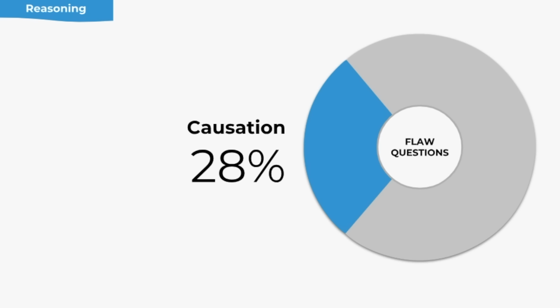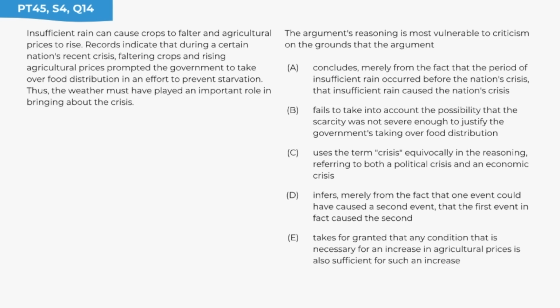So the next reasoning structure I want to look at is causation. Causation also plays an important role on flaw questions. About 28% of flaw questions involve a causal reasoning structure. So let's see how it plays out. Here is an example question. Go ahead and try this question on your own. Pause the recording, and when you're ready to discuss it together, hit play again.